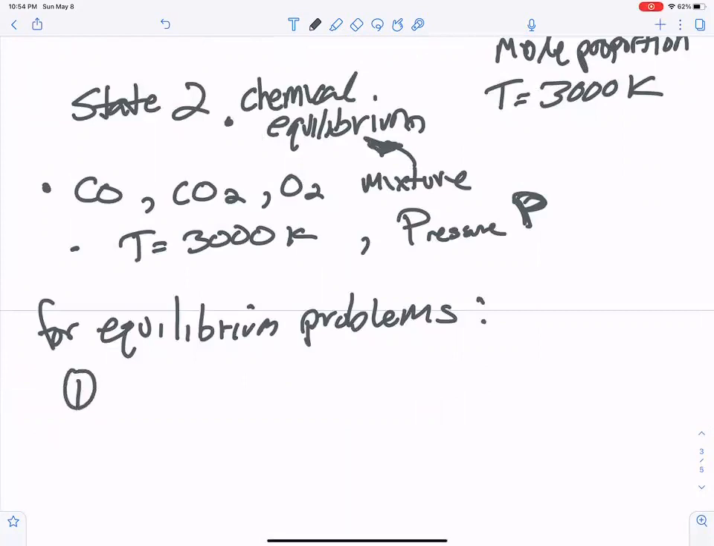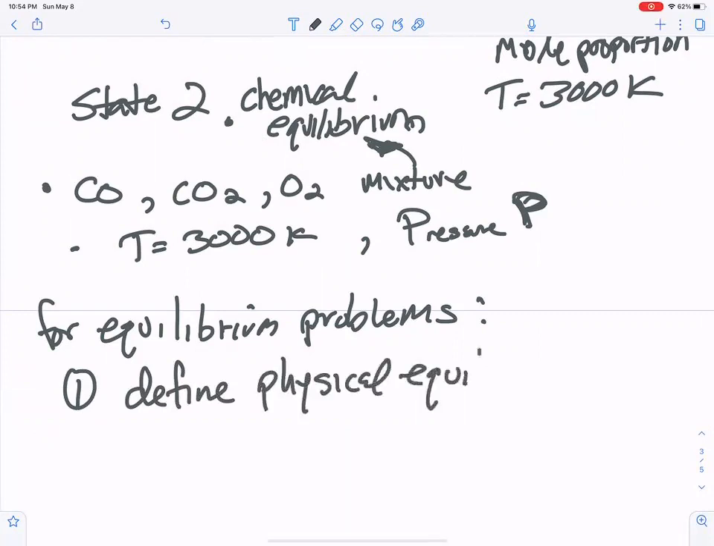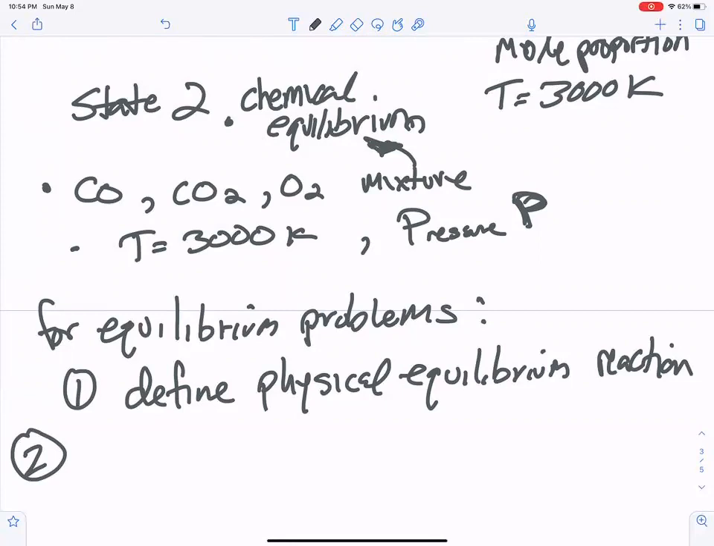First, define the physical equilibrium reaction. Then it's not the same thing, but you have to define another reaction. So you have to know something about the equilibrium behavior of these molecules, which is not the same thing as a second reaction. So you have to define a second useful mass balance reaction.